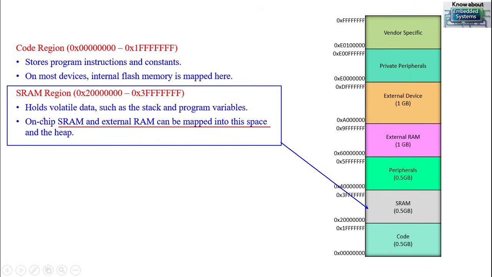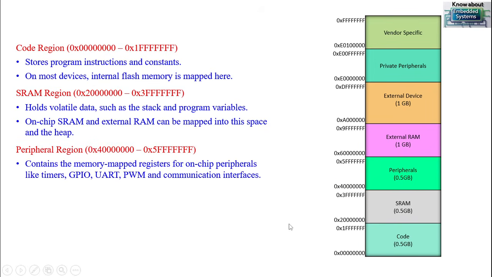So it is going to hold the volatile data such as stacks and heap and your volatile data types and so on. Okay, so that is your SRAM, and you can see the address here. It starts from 2000000 to 3FFFFF. Okay, so this is 0.5 GB for SRAM.